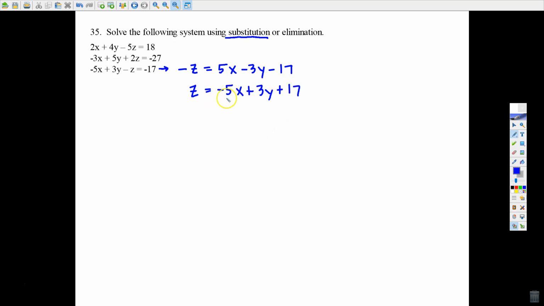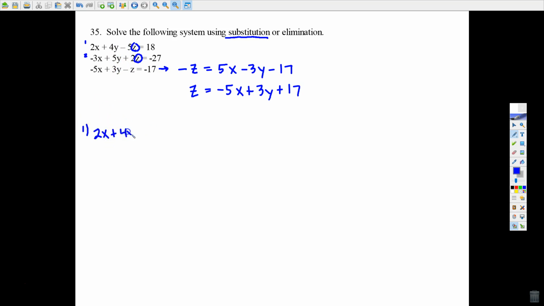Okay, so I have solved for z, and substitution basically says this: solve for one of the variables, and then we're going to go in and replace that variable in the other two equations. So I'm going to show that being done. Here's equation 1, here's equation 2. So here's replacing z in equation 1.